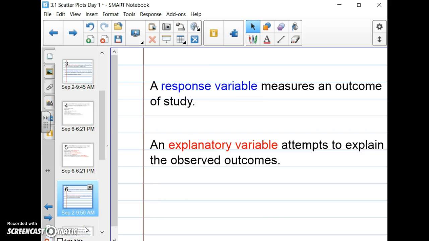And then we had 2 more variable types that I wanted to discuss. And the first is a response variable, which measures an outcome of a study. The other one is an explanatory variable, which attempts to explain the observed outcomes.